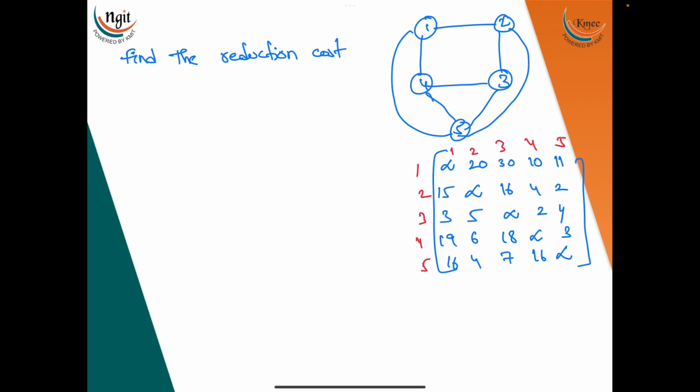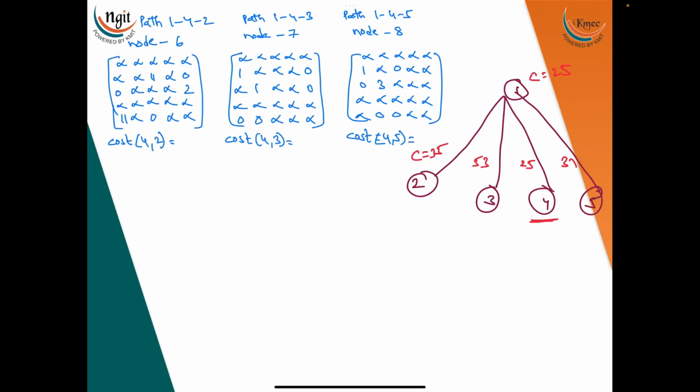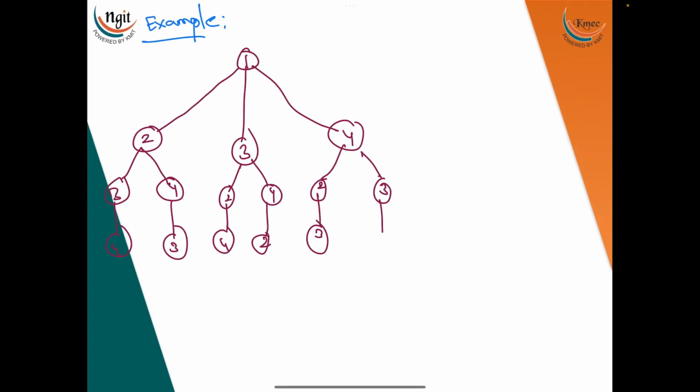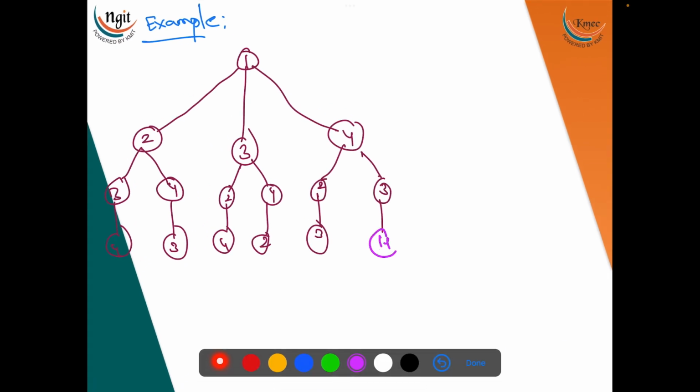So I'm just taking the example graph. Now, here it is. I have been given a graph, right? 1 to 2, 2 to 3 and 3 to 4. So according to this graph, I'm generating the state space tree.